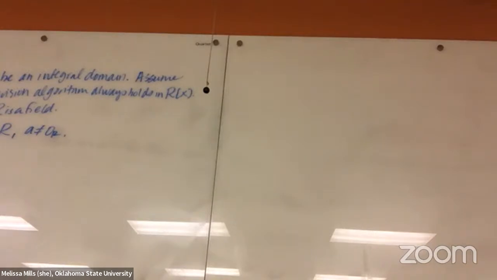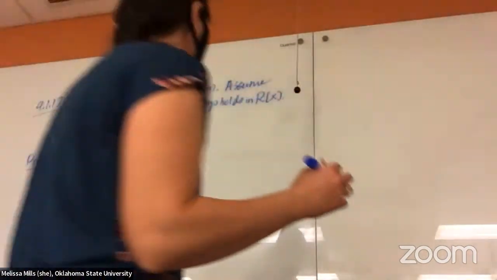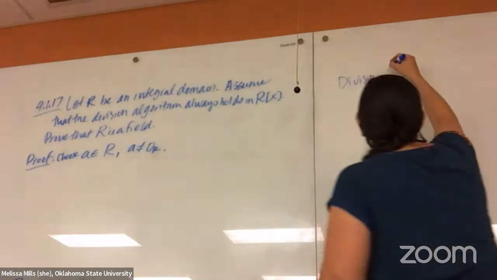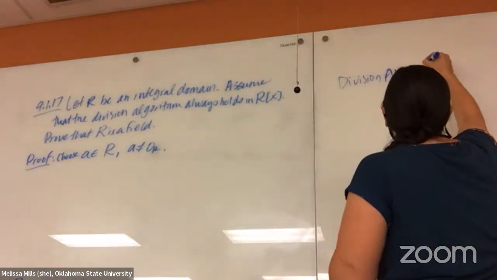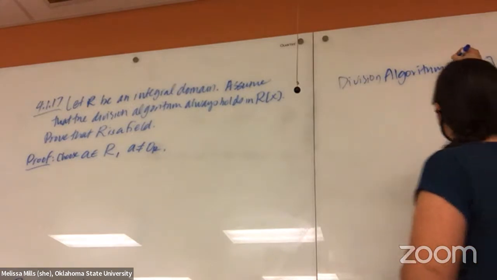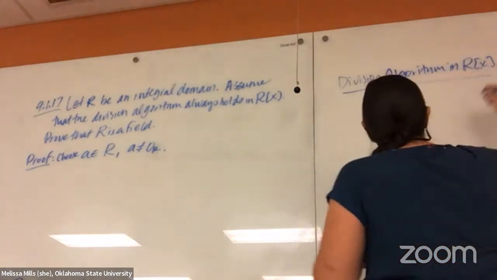Okay, but I need to get the middle stuff to work out. And how do I need to do that? Well, I'm going to have to use this weird condition about the division algorithm always holding in R[x], right? So that's kind of a funny thing to work with. Let's write out what is the division algorithm. What is the division algorithm in R[x]?